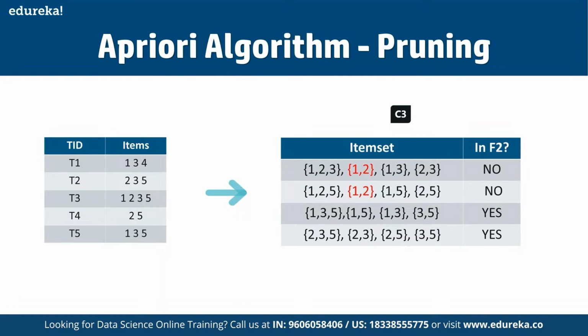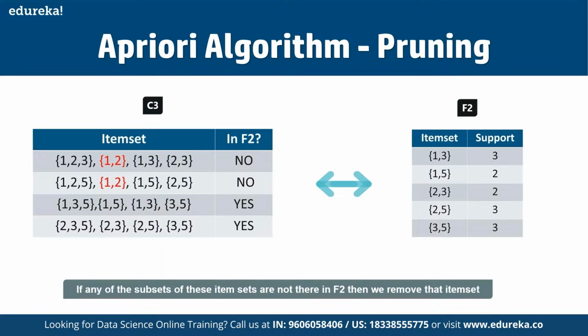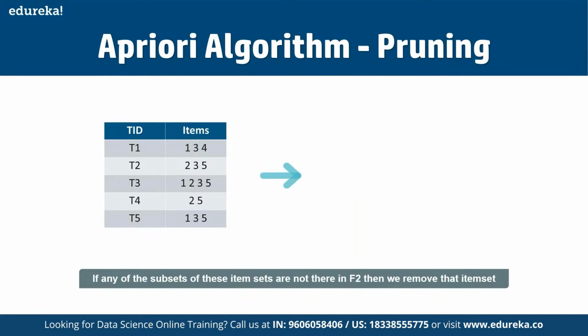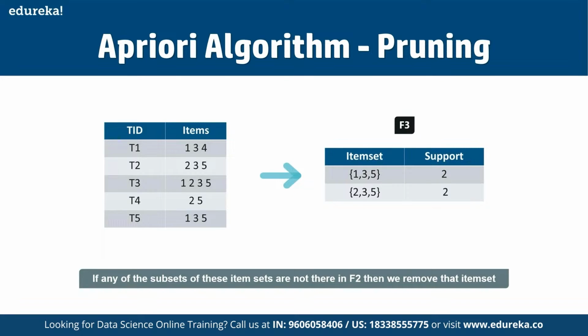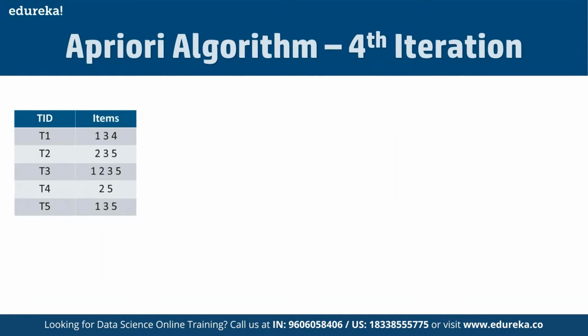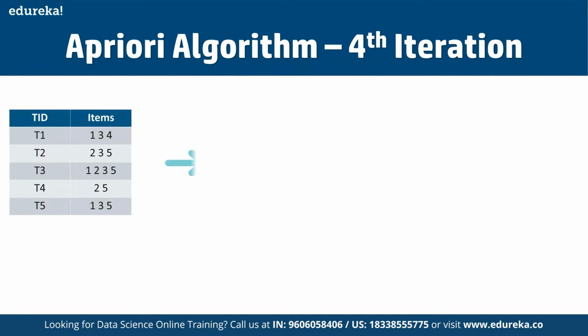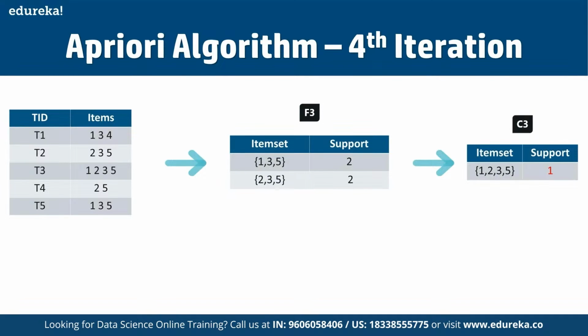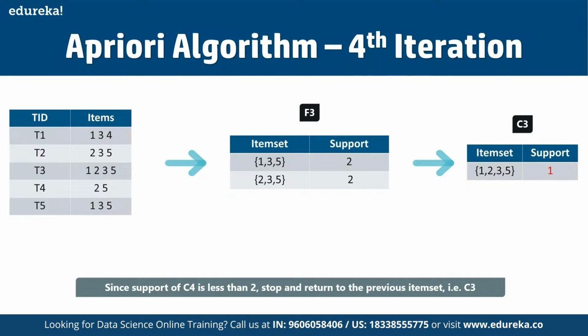And then if you talk about the fourth iteration, as you can see, if any of the subsets of these items are not in F2, then we are going to remove those particular item sets. In the fourth iteration, let's suppose here we have the transaction ID, and here we have the item set and support. Since the support of this item set is going to be less than 2, we will stop here, and the final item sets we have are the F3 ones. And still, we have not calculated the confidence value yet. Again, this is something that we have to keep in mind.